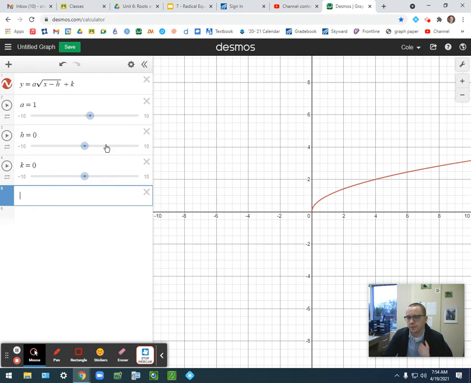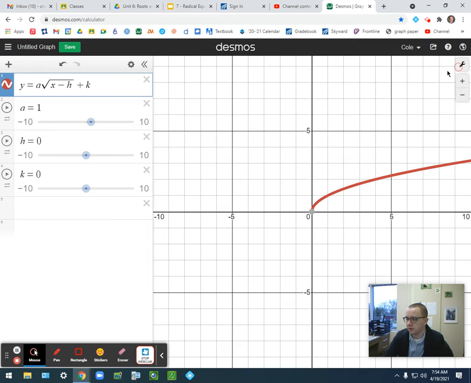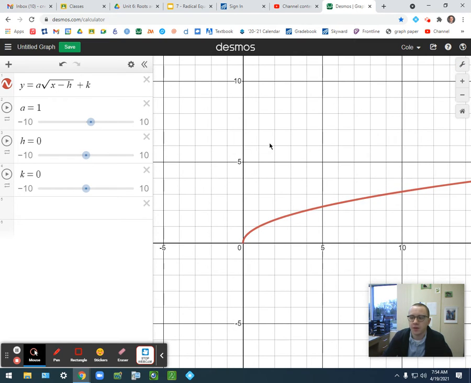So what I want to do is figure out what a square root function graph looks like, and how the numbers where the a is, the h is, and the k is in this equation affect the graph. So my starting values, the h and the k are 0 and the a is 1. And I'm just going to make this a little bigger so everybody can see it a little better.